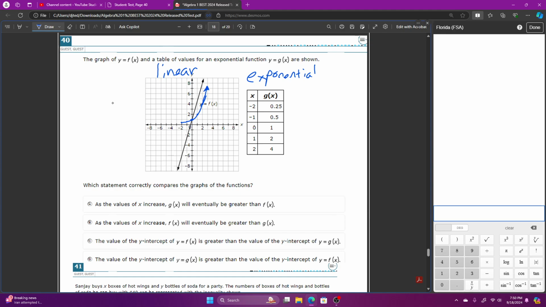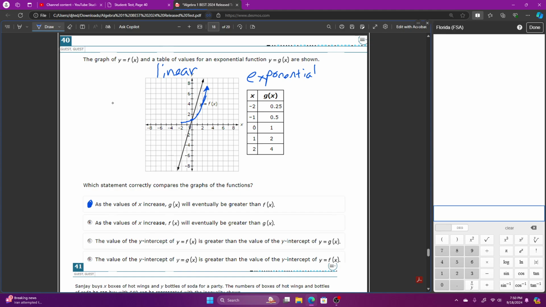And on all of the practice test questions that I've seen, they're looking for you to get to this realization that for every exponential function, the y values are going to wind up being much higher than the y values on the linear function. So as the x values increase, g of x, the exponential function, will be greater than f of x, the linear function. And that's our answer here.